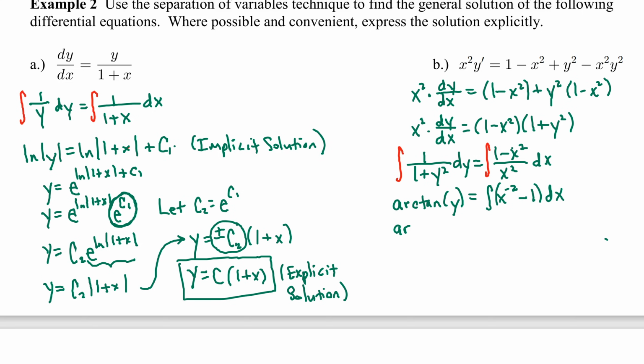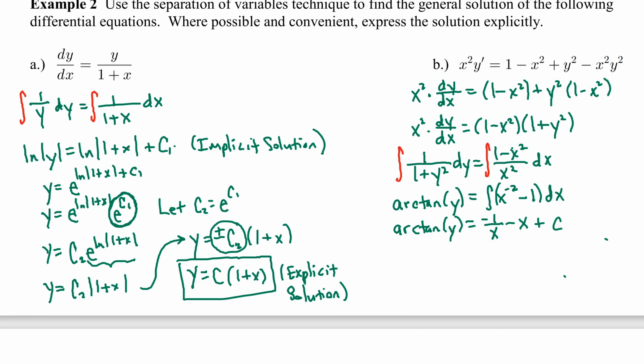Notice I have lost my integral sign on the left because I've executed that operation, but I still have it over here on the right side because I haven't yet integrated. So when we integrate x to the negative 2, we end up with x to the negative 1 over negative 1. Or if we simplify that as a fraction, we would end up with negative 1 over x. The integral of negative 1 with respect to x is x, and now we are ready for our arbitrary constant.